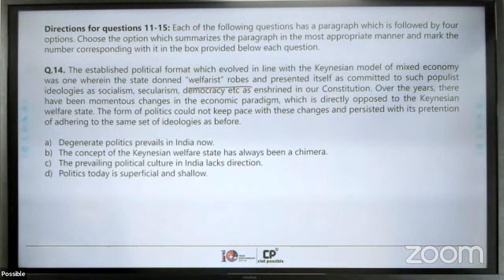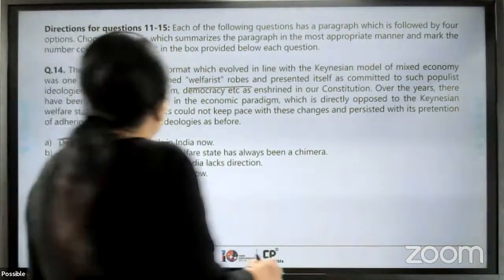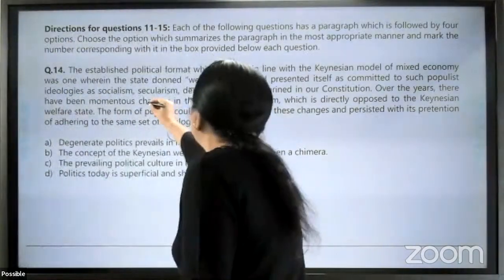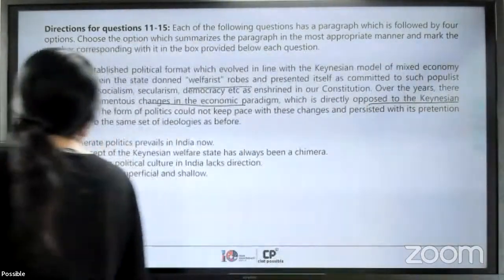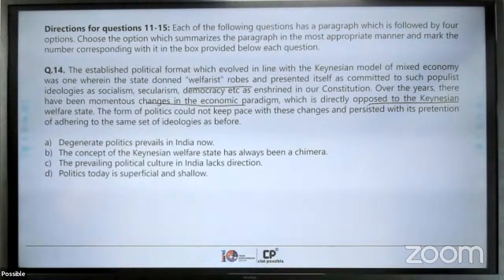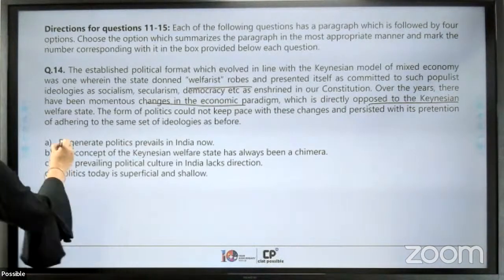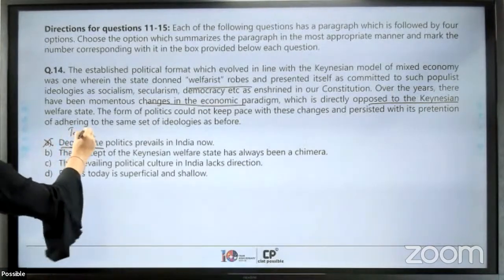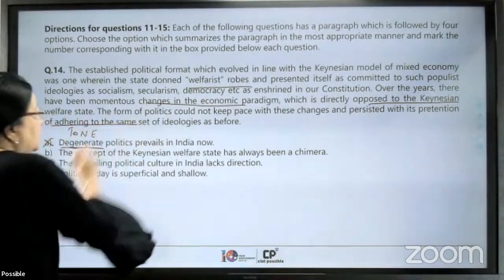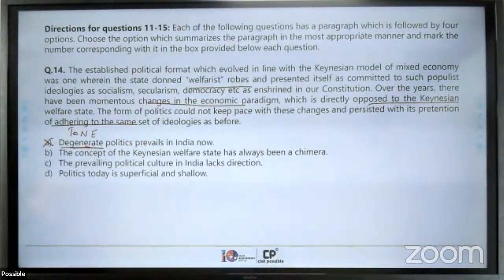Can you just see here? And then he says, over the years, there have been monumental changes in the economic paradigm, which is directly opposed to the Keynesian welfare state. The former politics could not keep pace with the changes and persisted here. Now this is too extreme with tone. A is wrong. Tone change. It could not adhere to the same set of ideologies does not mean degenerated. Okay, beta, this one is gone.